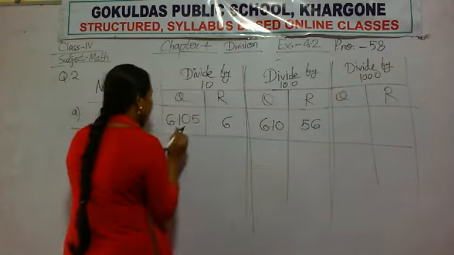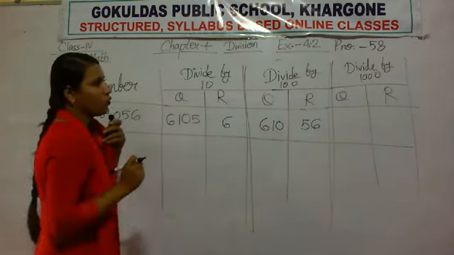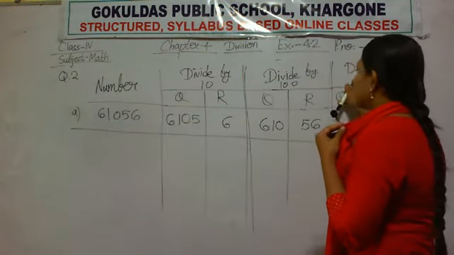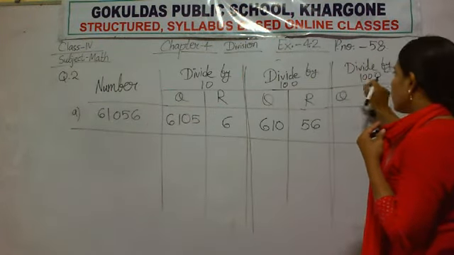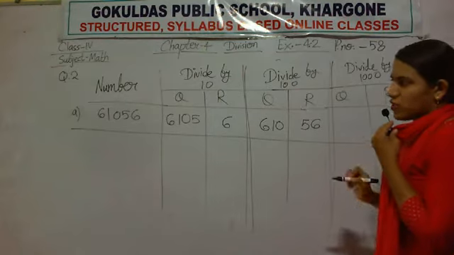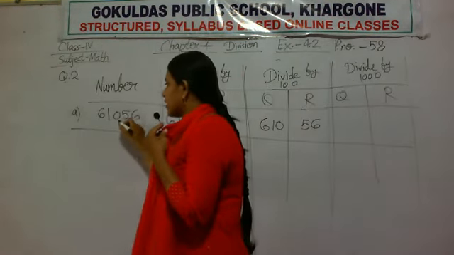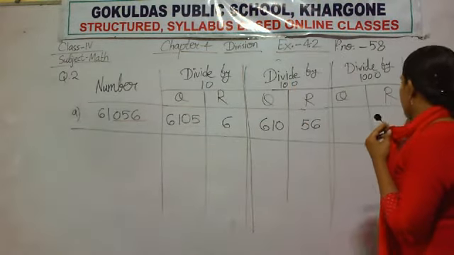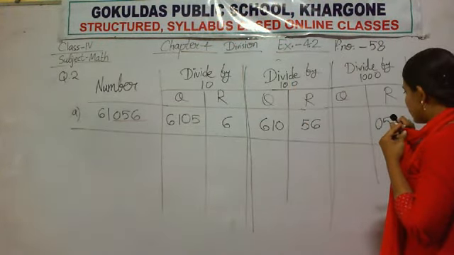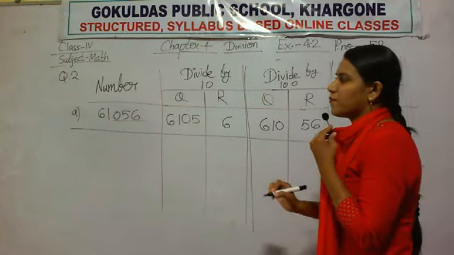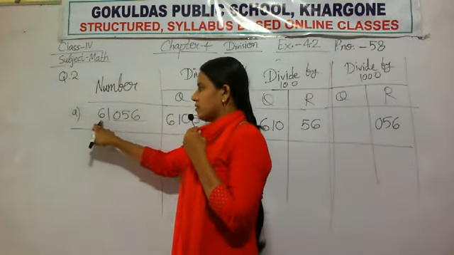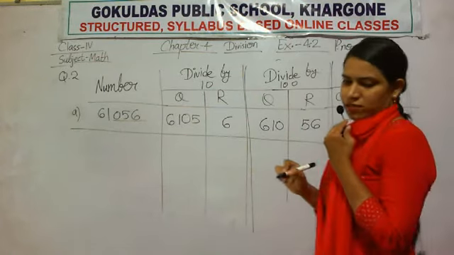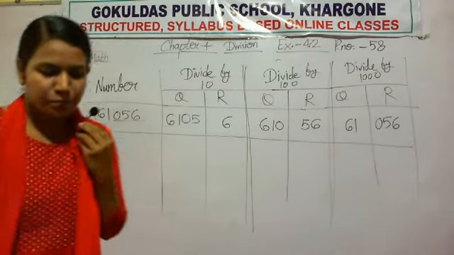So 610 will be your quotient. Now another trick is, if you are dividing any number by 1000, in 1000 there are 1, 2, 3 zeros, so the last three digits of the given number is your remainder. So 056 is your remainder, and 61 will be your quotient, right? I hope you got the trick.